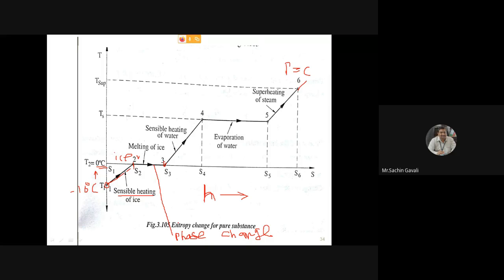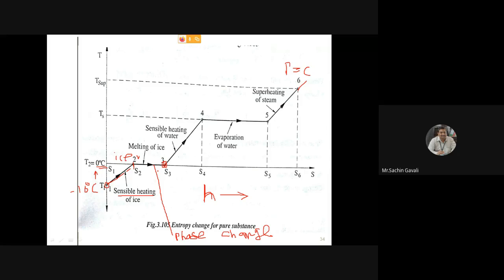It is what? Phase change. Now during phase change, what is called? It is a phase change. This is ice converting into water. So 0 degree Celsius ice first gets converted into 0 degree Celsius water, and this is called the phase change process.